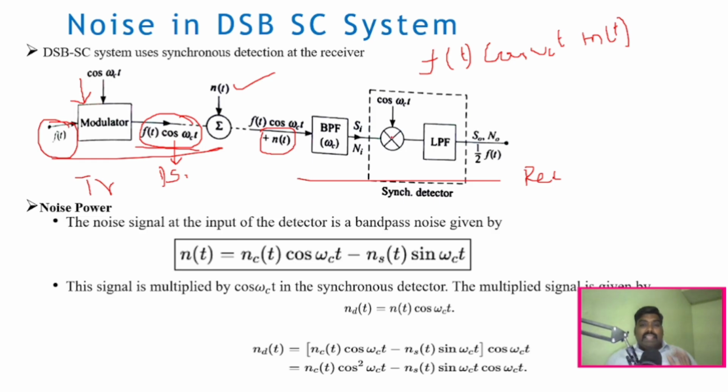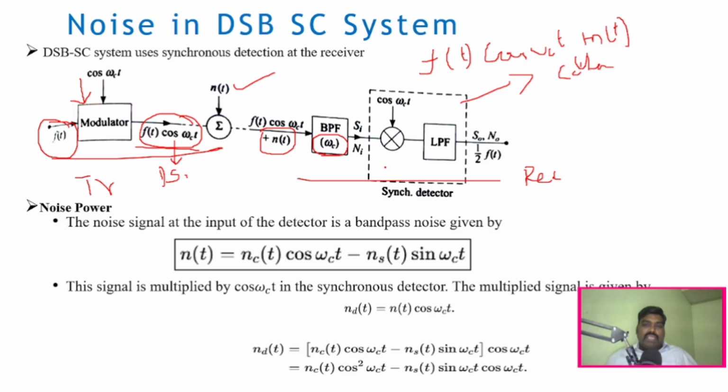But at the receiver, you will have the band pass filter, which will allow only the frequency that is tuned to this particular omega c. So part of the noise signal will be band limited here itself, which means it will become a narrow band noise while passing through this band pass filter, and then it is sent to the synchronous detector. As I said before, this is called coherent detection or synchronous detection.